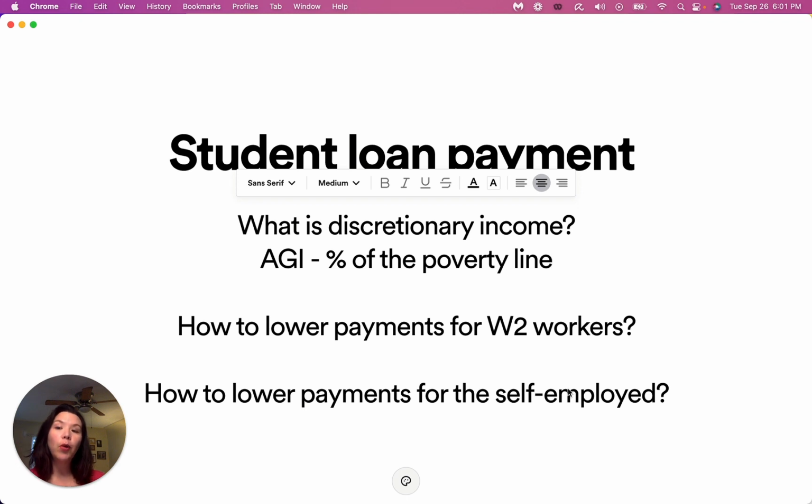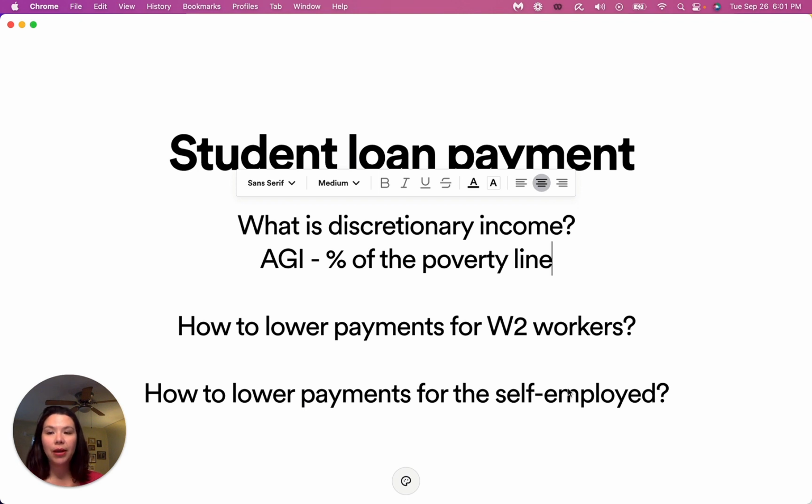So as a self-employed person, what is great is you can self-certify your income. You could file separate to not include your spouse's income. And if you have dependents, obviously the poverty line goes up, right? So if you have dependents, then the poverty line goes up. So there's different ways besides just the AGI that you can manipulate the payment.